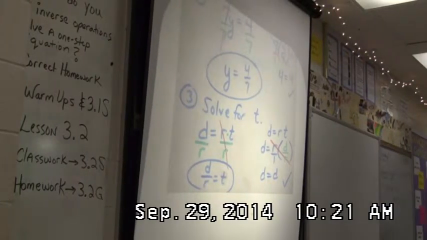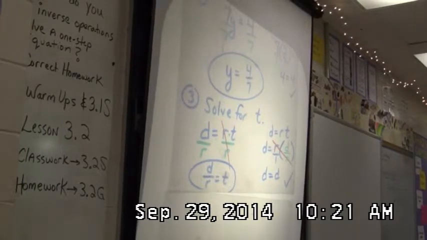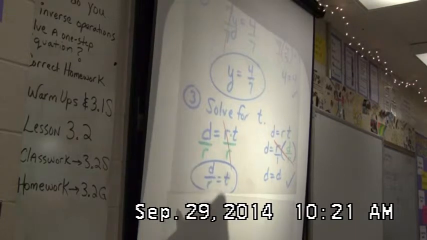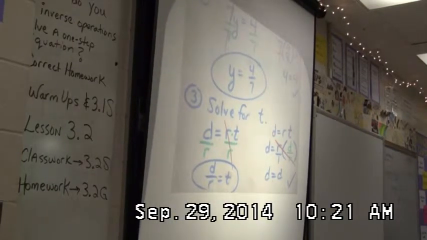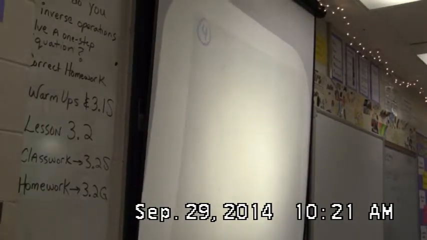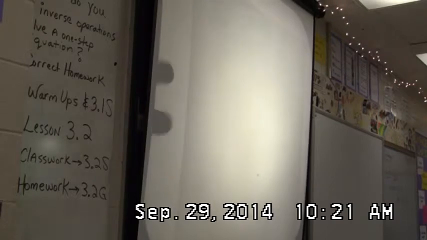All right. For number 4, not to pass. Okay, I'll sign it for you. For number 4, all right.